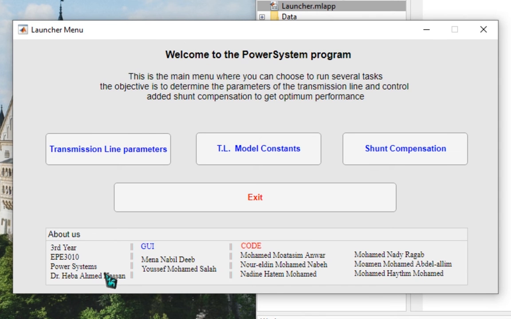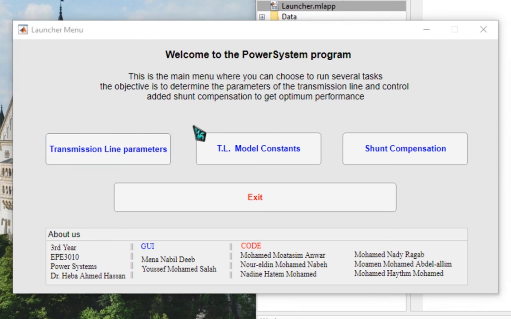The program is divided into 3 sub-programs as to cover the problem from first principles, starting with calculating the LC parameters of the transmission line, moving on to knowing the model constants and consequently the system performance, and finally the compensation value and whether it is inductive or capacitive.